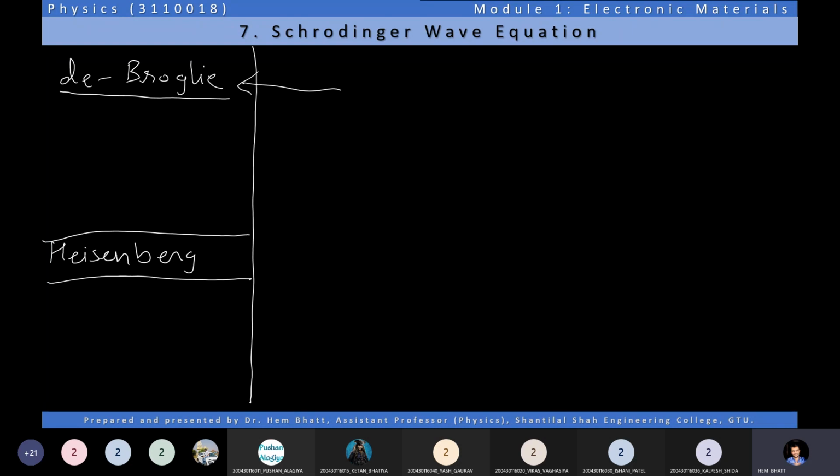So this person, physicist, I think physicist, gave this equation P is equal to h by lambda, and the other one, Heisenberg, gave this equation delta P into delta x is h by 4 pi. So what is the significance of de Broglie's contribution?